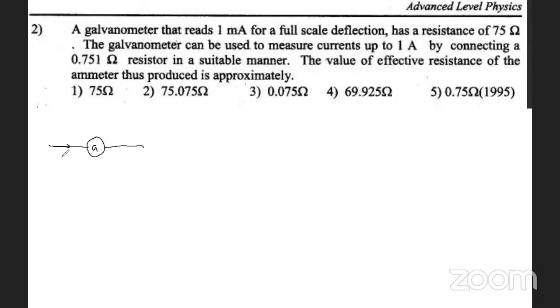Now, if you use the galvanometer normally, it can read a maximum current of 1 milliampere, right? But we are going to connect another resistor in a suitable manner so that we are able to measure a 1 ampere current. If you want to measure a 1 ampere current using this 1 milliampere galvanometer, how should the shunt resistor be connected, people? We should connect it in parallel, shouldn't we? We should connect it in parallel like this. So we have to put a shunt resistor.